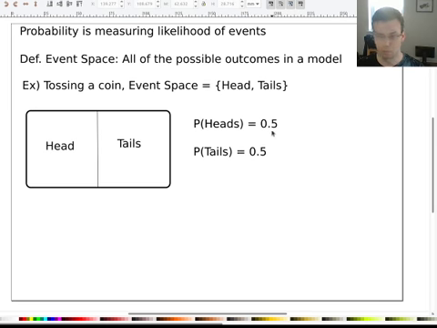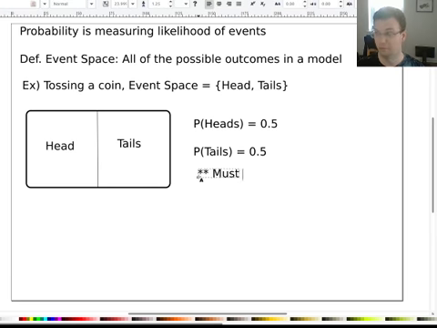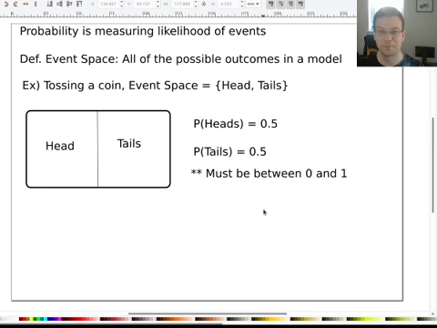So we think of them as proportions. That means that they have to be between 0 and 1. So that's important. If you're writing some code and you end up with a probability that's greater than 1, there's probably a bug somewhere. Same if you end up with a negative probability, there's probably a bug somewhere.